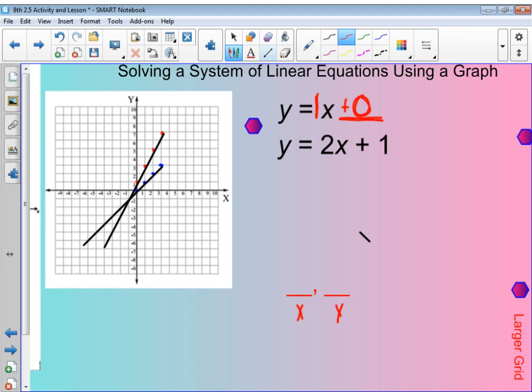Okay, so when we went through to do this solution, here's our intersecting point. Our x line, we were at -1, and our y line, we were also at -1. So our solution to this one was -1, -1.